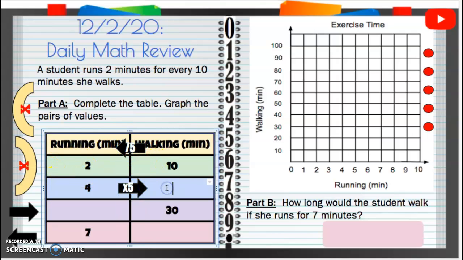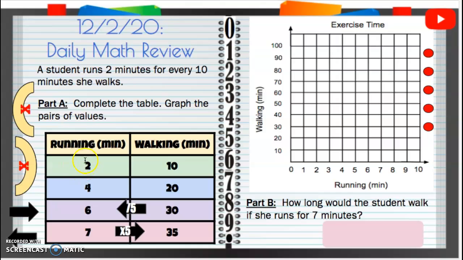Arrow pointing to the empty box. What's 4 times 5? That's 20. What is 30 divided by 5? That's 6. And what is 7 times 5? 35. All right, now let's go ahead and graph them and plot them on our coordinate plane here.